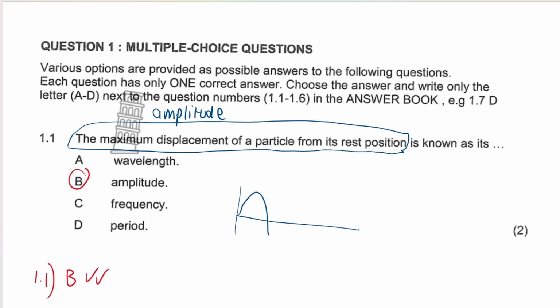But just as a means of recapping, this is the rest position, this equilibrium position or the rest position, and the maximum displacement of a particle from its rest position, so basically the maximum distance that it moves from its rest position, that's there to there, that is known as the amplitude, or from here to here. That is the amplitude of a wave.